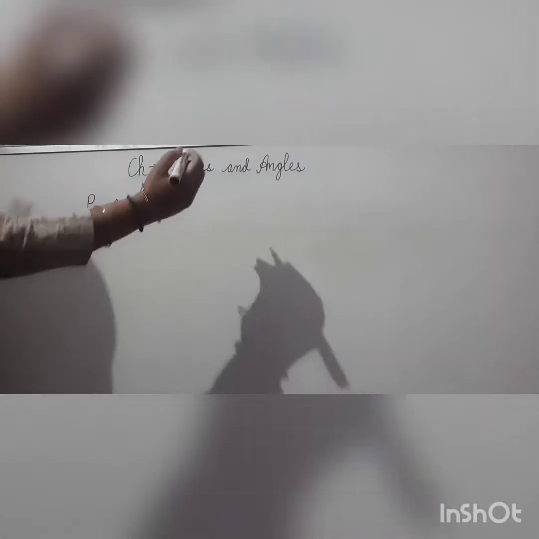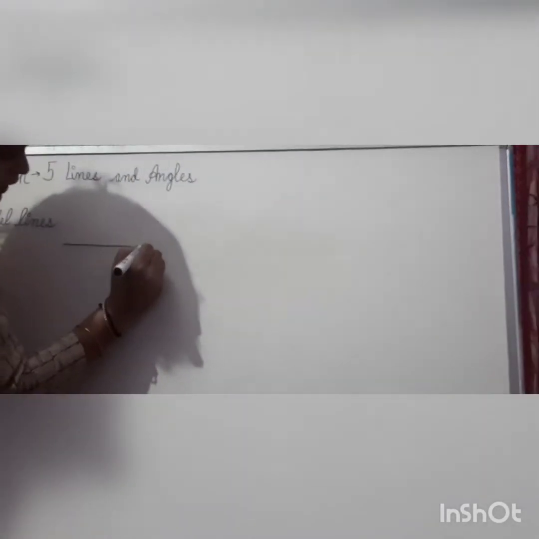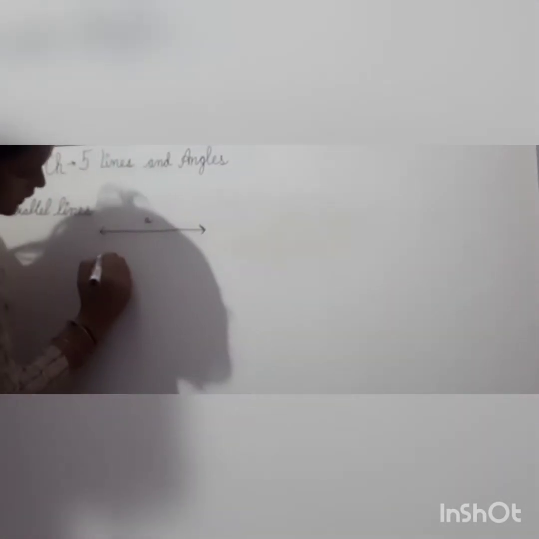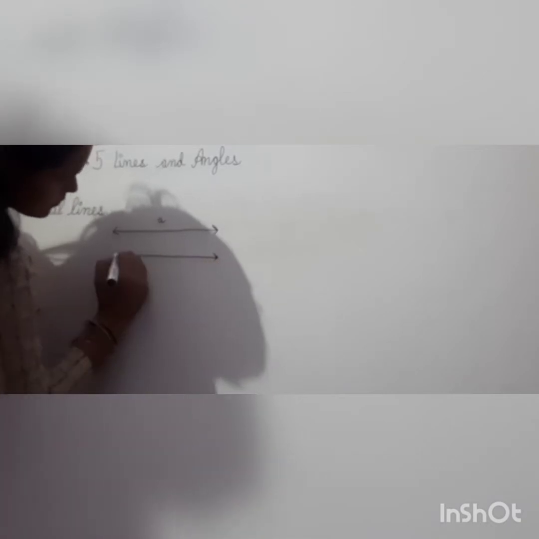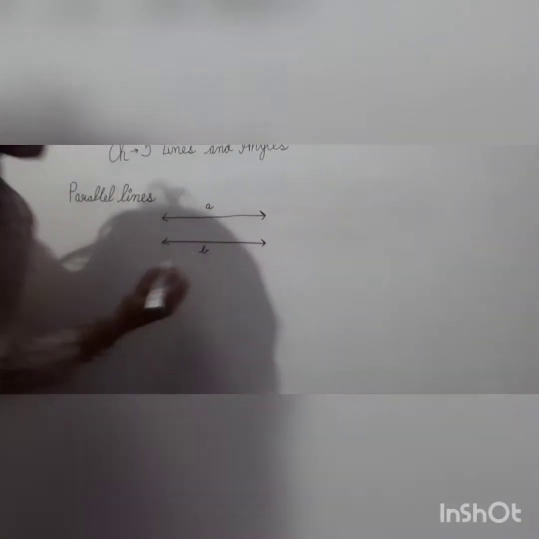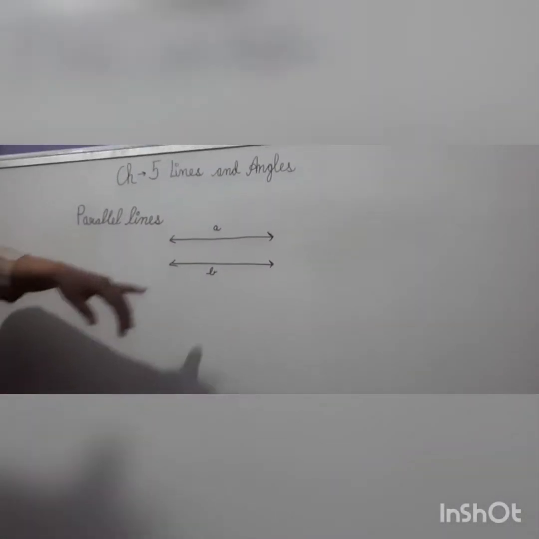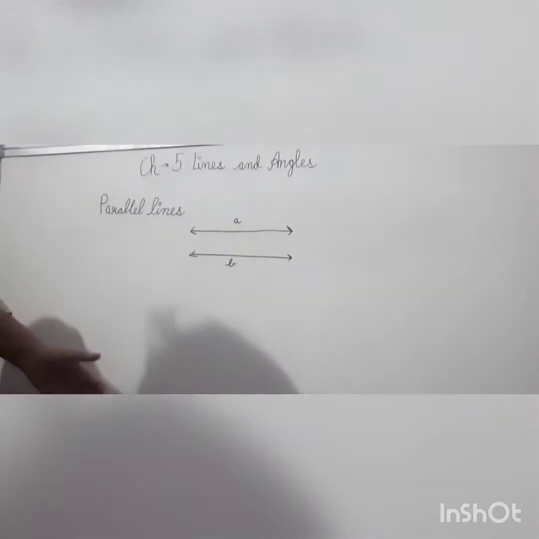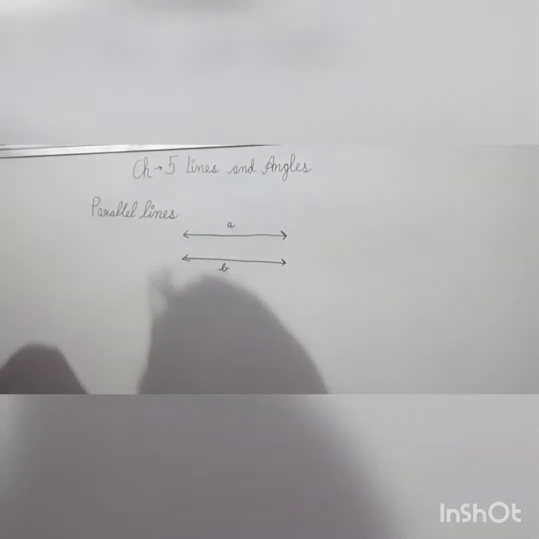each other. This is a line A, okay, and this is a line B. You are seeing that these lines do not intersect each other. That's why these two lines are parallel to each other.